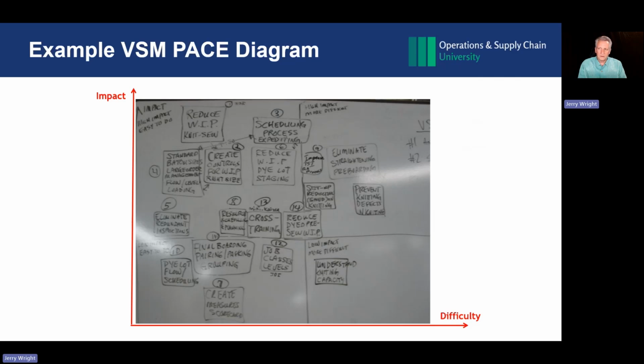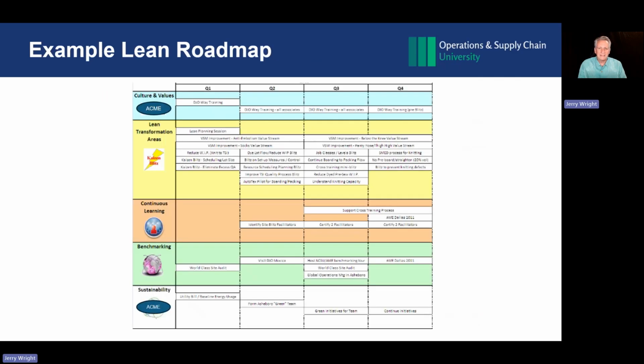Now, we went even further in this example, and we came up with a lean roadmap. So for the upcoming year, we wanted to focus at Acme on a lot of lean transformation. We also had continuous learning, benchmarking, and sustainability, all kinds of things we wanted to work on, as well as culture and values. This lean roadmap is also included in your Lean Six Sigma Green Belt Toolkit for Ops University. So you have a template if you'd like to use this, but this is a nice planning exercise to outline what we are going to work on.